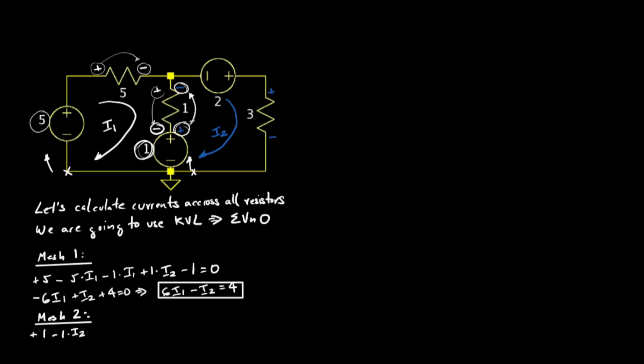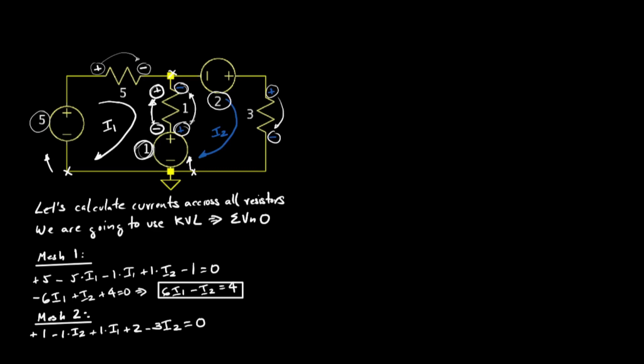I continue by going through the 1 ohm resistor. I can see that when I go clockwise on the left mesh through the 1 ohm resistor, I find a voltage drop due to I1. Look at the polarity of the white signs marked across the resistor. So there is a voltage drop due to I1, so I write minus 1 times I1.